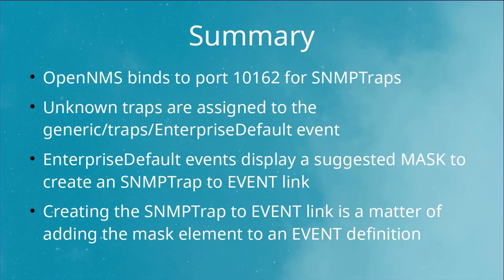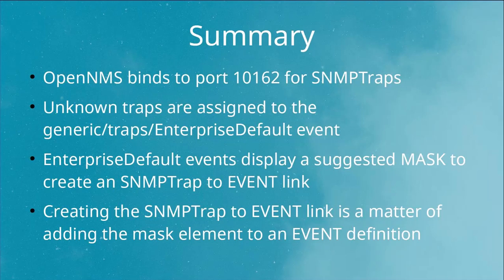Because OpenNMS runs as a non-privileged user, OpenNMS cannot bind to the standard SNMP trap port 162. OpenNMS binds to port 10162, and the server is configured to forward port 162 traffic to port 10162. This forwarding works for remote network elements, but not for locally generated traffic. Locally generated SNMP traps must append :10162 to the agent IPv4 address.